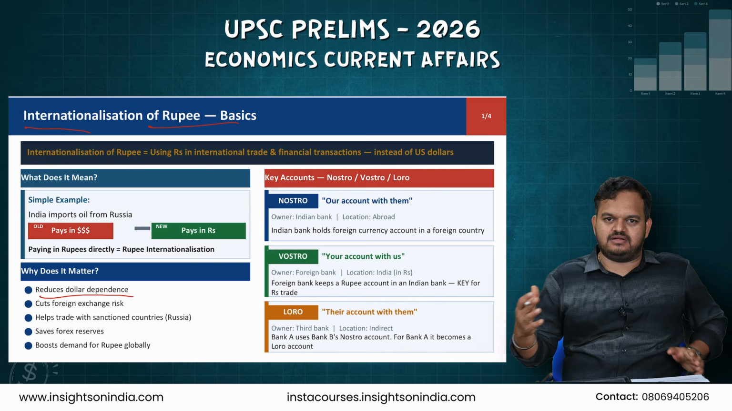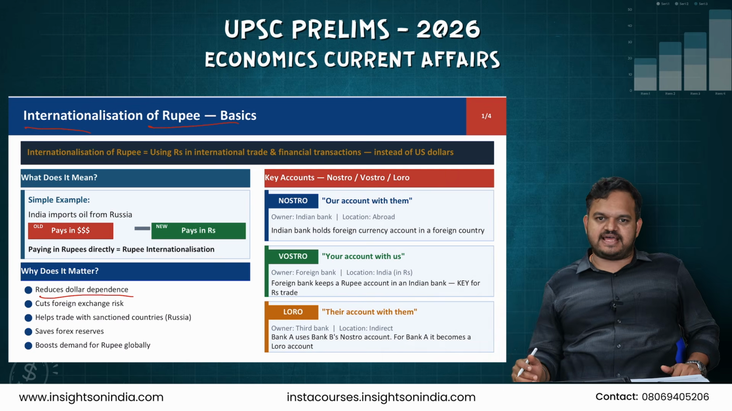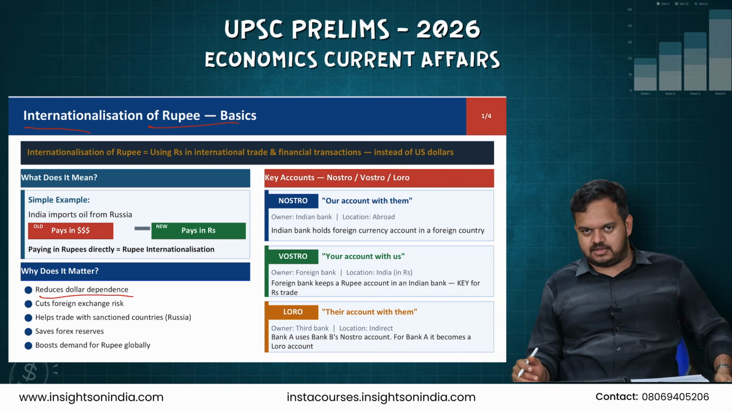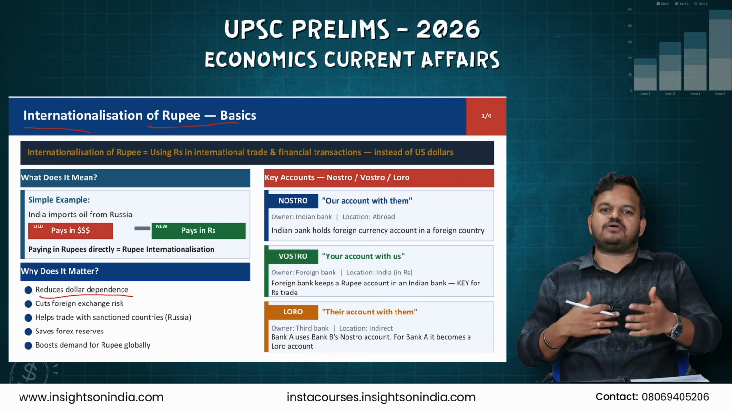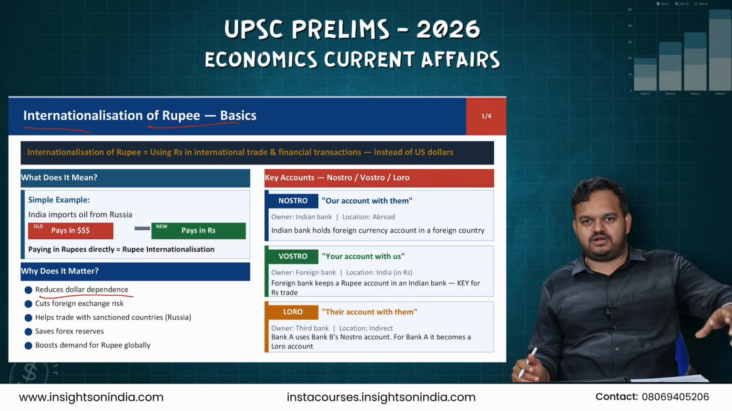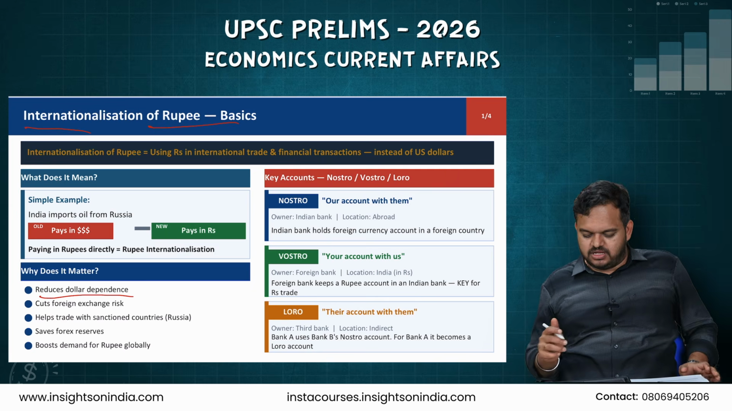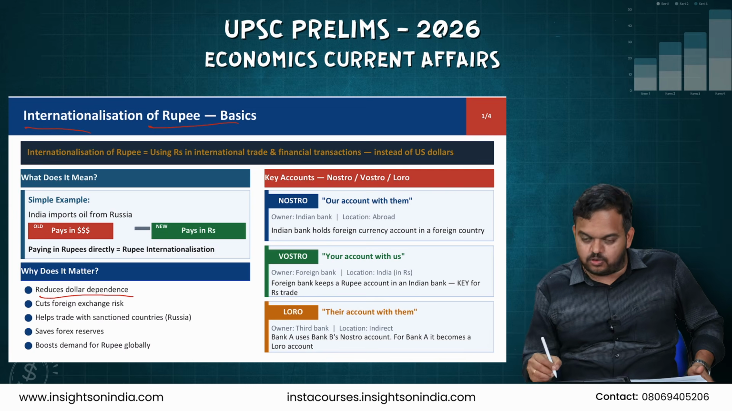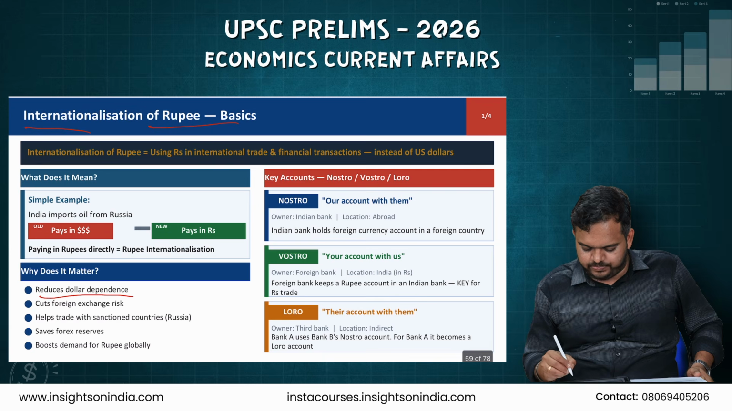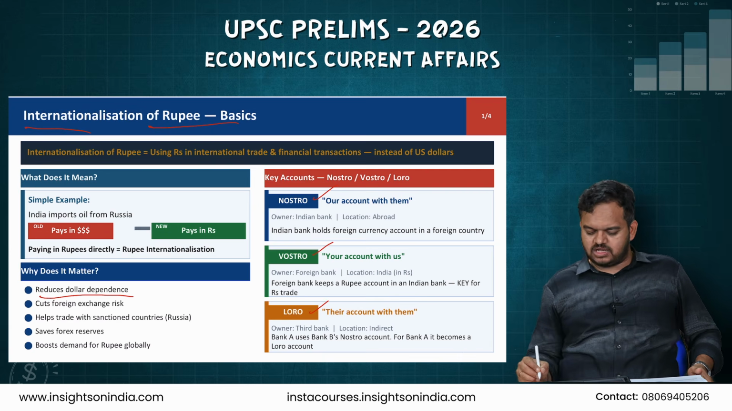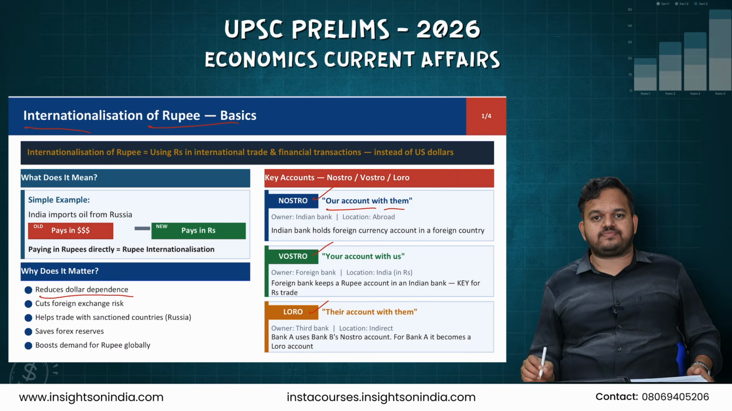We want to get away from the heavy dependence on the dollar, right? So that means if countries have to transact between each other, India and Russia for example, we have to transact in our local currencies rather than depending on a third currency. Under that we have three types of accounts for your prelims: Nostro, Ostro and Loro. What is a Nostro account? Our account with them.